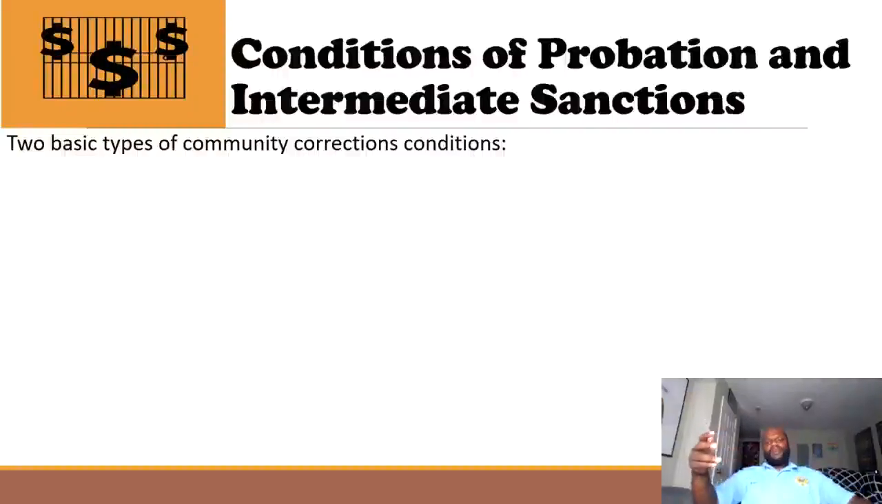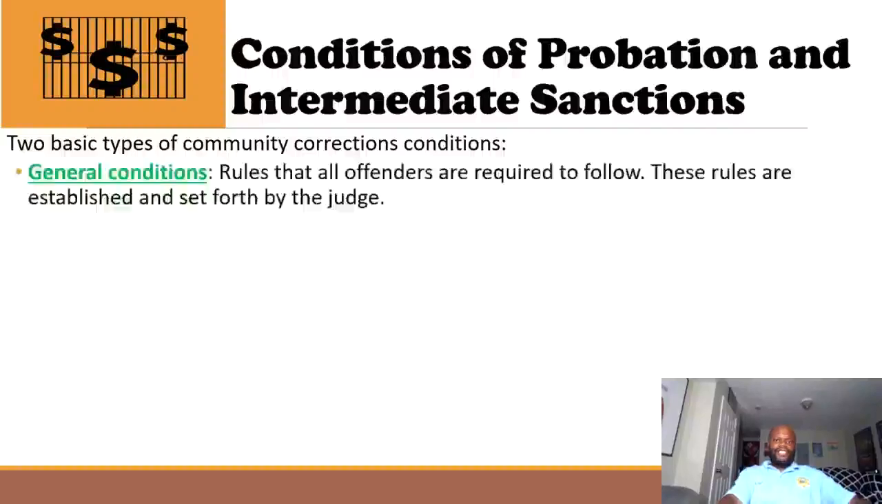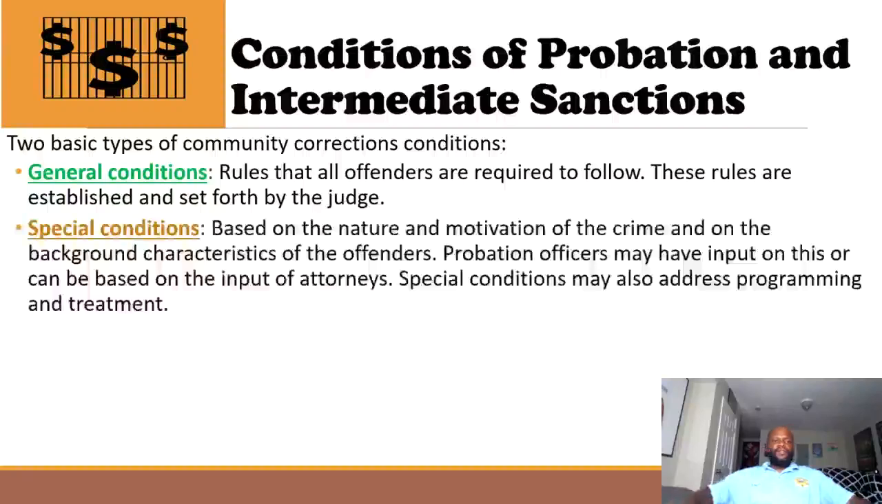So in terms of conditions of probation, there are two basic types of community corrections conditions. One, you get the general conditions. These are the rules that the offender has to follow, and they're established and set forth by the judge. So the judge will say, all right, you have to complete 25 hours of community service. You have to pay court costs in the amount of, I'm just saying, $150. You have to abide by all the other special conditions of probation.